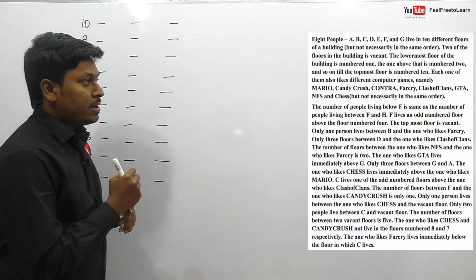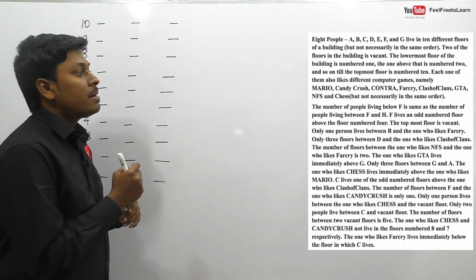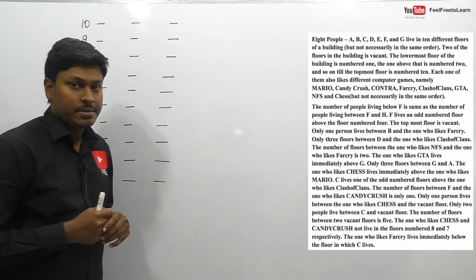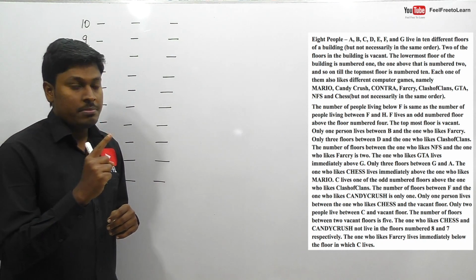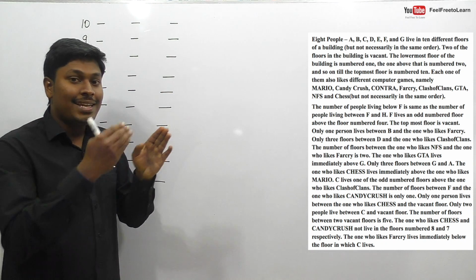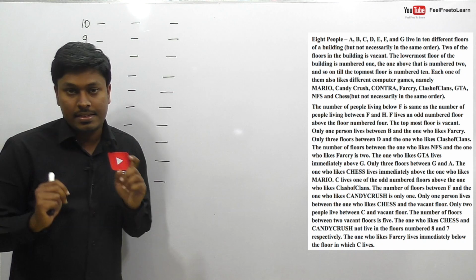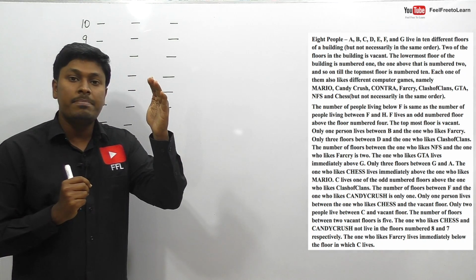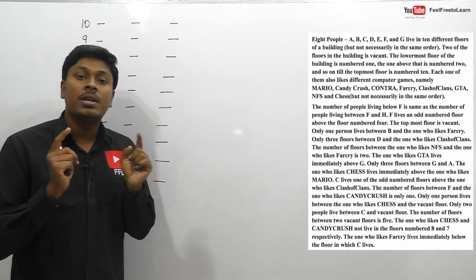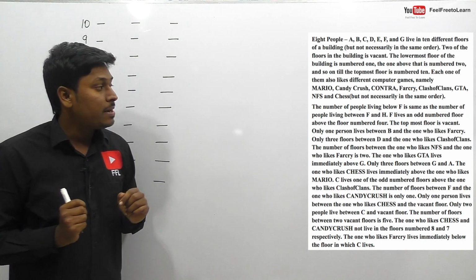The number of people below F is the same as the number of people between F and H. So friends, the first point is most important. The number of people living below F is equal to the number of people between F and H, right? Remember this point.